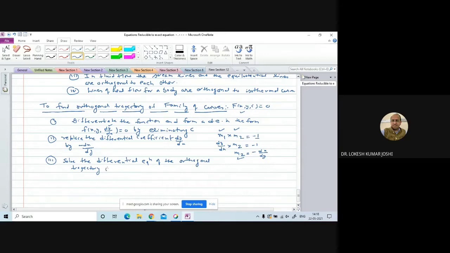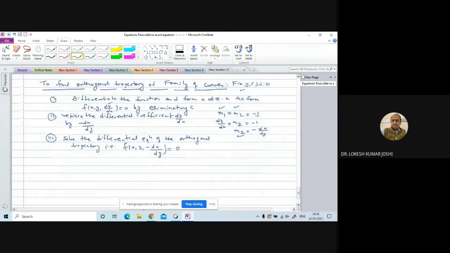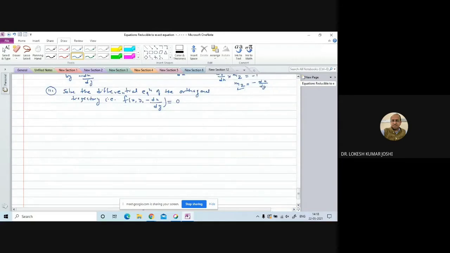Which differential equation do you have to solve? You have to solve f(x, y) with dy/dx replaced by -dx/dy. You have to solve this differential equation. And if we solve this differential equation, the resultant curve will be the orthogonal curve to the original curve, the curve which is given to you. Now I am taking one very simple example. We do 2 or 3 examples from this part. Then we find orthogonal trajectories for polar curves. Okay, first example for you.